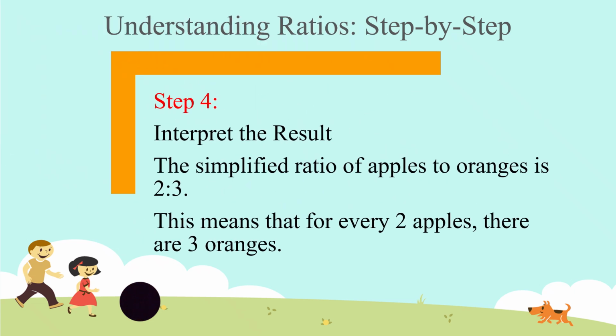Step 4. Interpret the result. The simplified ratio of apples to oranges is 2 to 3. This means that for every 2 apples, there are 3 oranges.